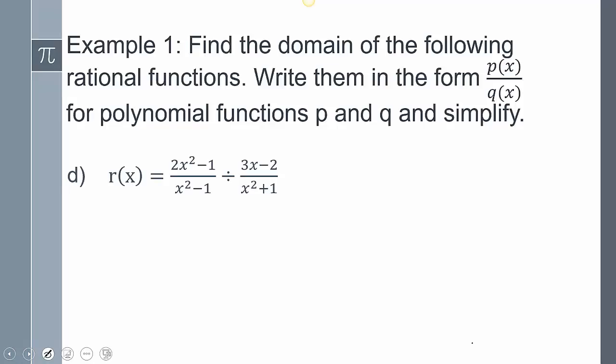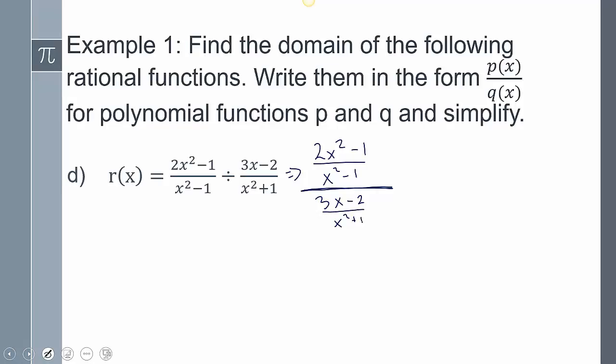Now this one here, this is going to be forms of division. But notice, just remember, we have to be a little tricky with our division. We have to change it into the form of multiplication before we look at it in terms of our denominator. Now, this is what I mean. We have 2x squared minus 1 over x squared minus 1 divided by 3x minus 2 over x squared plus 1.